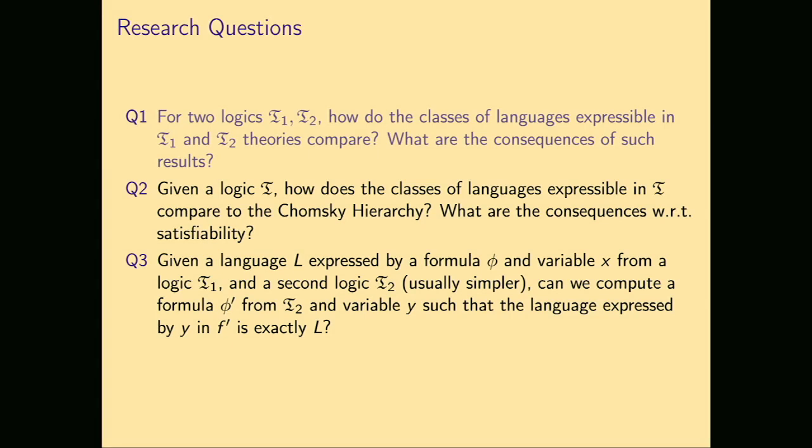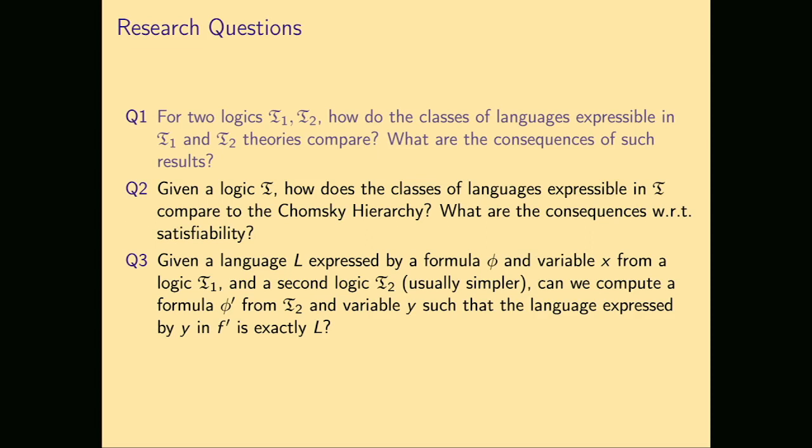And finally, the third question is a bit more complicated. Given a language L, which is expressed by some formula from a logic, let's say logic 1, and the second logic, which is usually simpler, can we compute a formula from the second logic such that the language expressed by a variable in that formula, here phi prime, is exactly the language that we started with? And this is interesting from the perspective of string solving, so from an actual practical perspective, because maybe we want to compute some sort of normal form for our formulas. I have a formula that's very complicated, mixes up various constraints. Can I reduce it to some simpler set of constraints? Can I work in that direction?